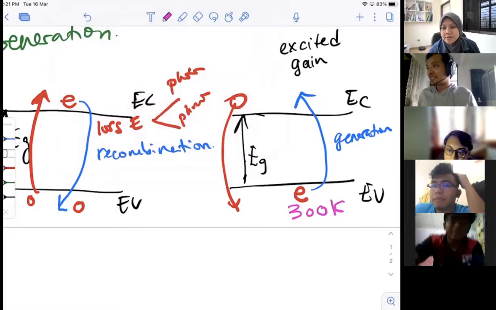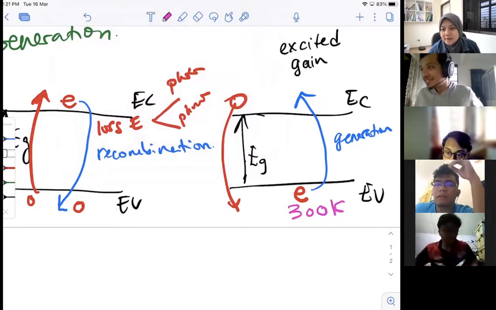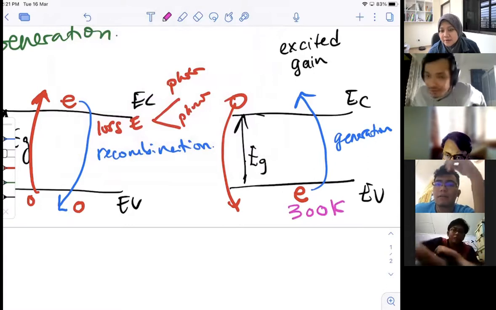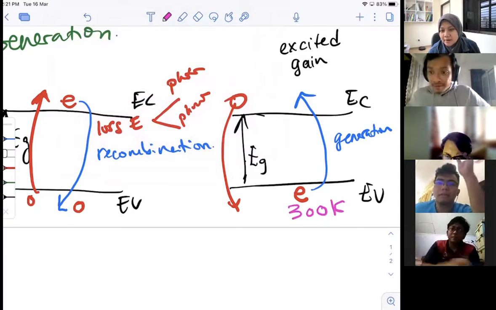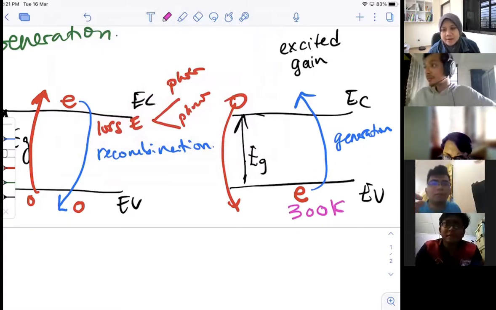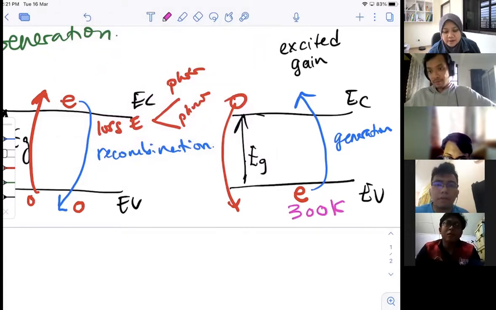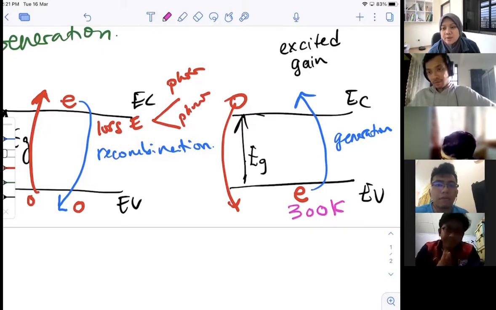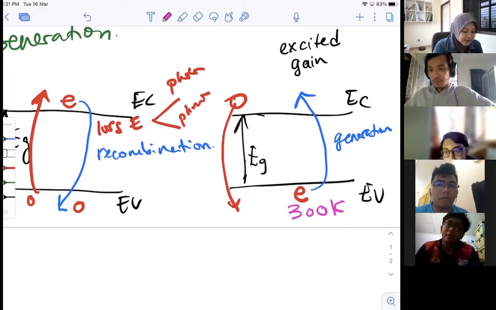Madam. Yeah? For the term exciting the electron, is that term used for the free electron or bound electron or both? For both, free electron and free hole. Excited means the electron gains energy and the hole gains. Sebab dia opposite. So the electron here gains energy.